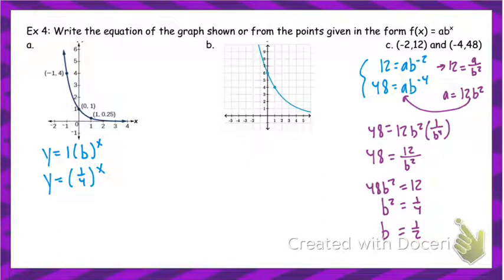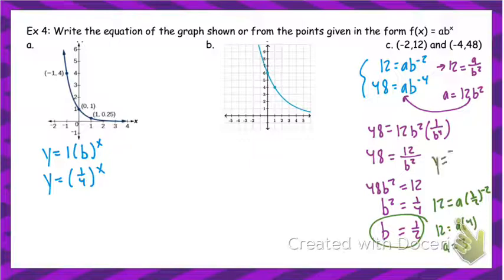All right, once we know what b is, we'll just take that, substitute it back into either equation. I'll go ahead and plug it into the first one. So 1/2 to the -2nd is going to be 2 to the 2nd, which is 4. So a is 3. That means my equation is 3 times 1/2 to the x.